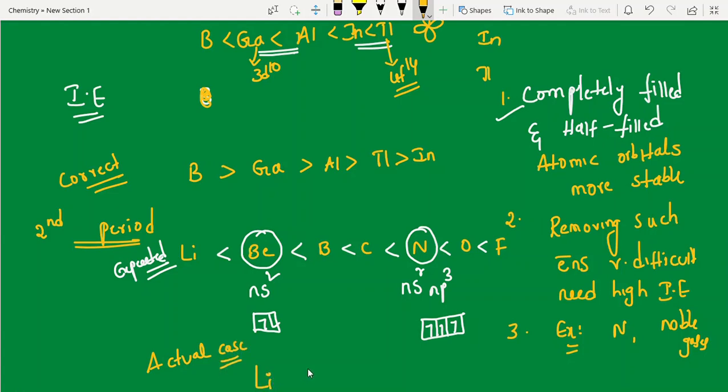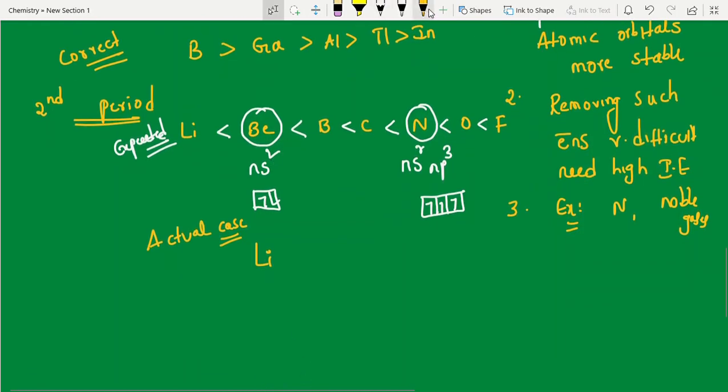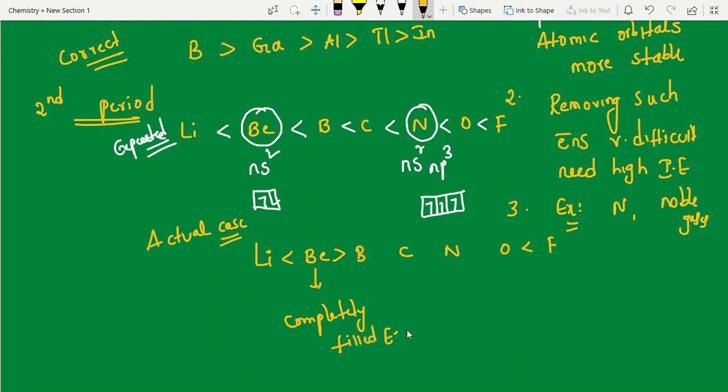Lithium, beryllium, boron, carbon, nitrogen, oxygen, fluorine. This is no change. This is also no change. See, beryllium, when compared to the previous group and next group, is also higher due to completely filled electronic configuration.